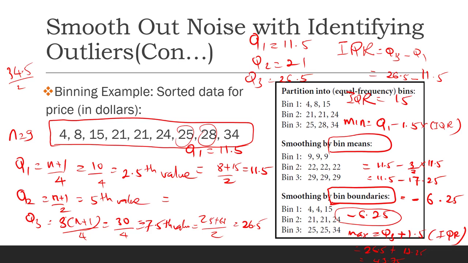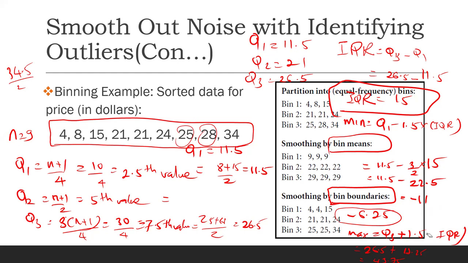Someone says the IQR is 15. Yeah, I forgot, sorry for that. So the interquartile range is 15. I need to replace it here by 15. If I replace by 15, 26.5 minus 11.5 is 15. So 45 divided by 2 is 22.5. If I subtract this one, what is the value? Minus 11, right? Minus 11.